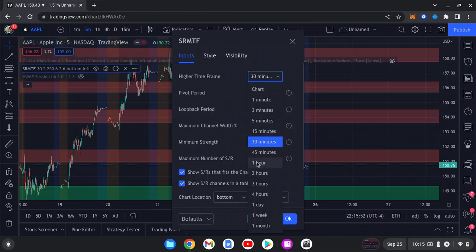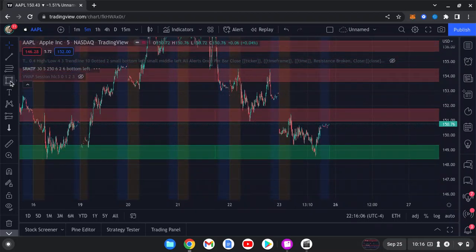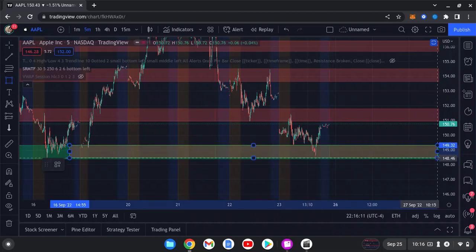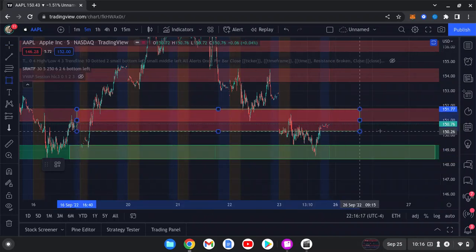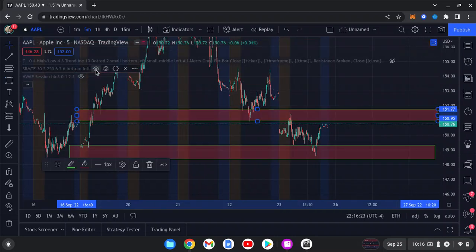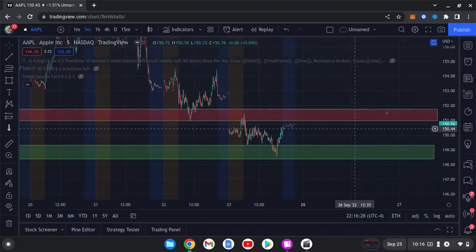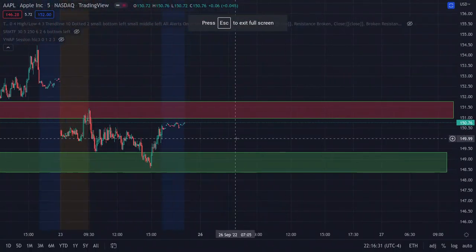I've noticed some stocks are better at the 1 hour time frame to find better supply and demand levels. Just experiment with what you like. And then we can say, okay. And now what I also like to do is highlight it myself because sometimes they could disappear on us when you're switching between time frames. All right, so we can hide that. We can make this green right here. And now let's take a look at this.